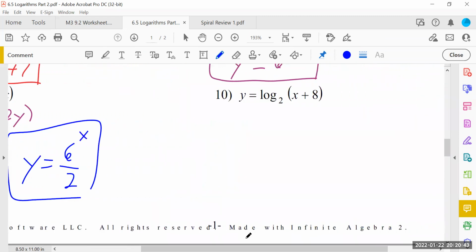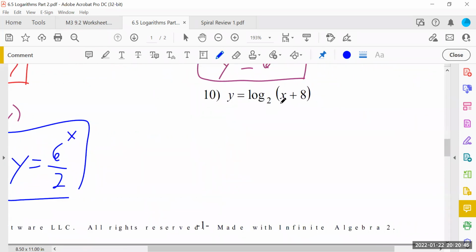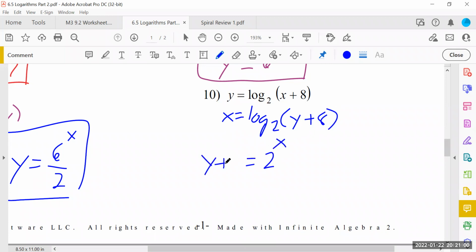The last of this kind, we've got this guy. Again, we can easily see this is all one piece. Switch the x's and y's. Y plus 8 in here. 2 comes down to the x power is equal to y plus 8. Subtract 8 from both sides. Y is equal to 2 to the x power minus 8.